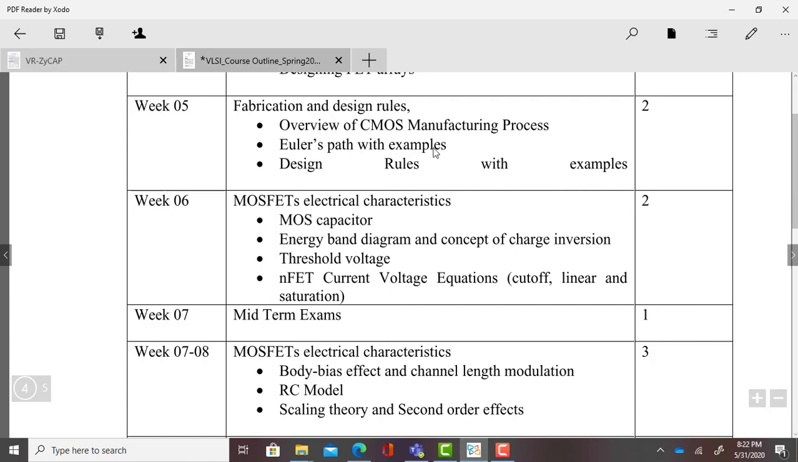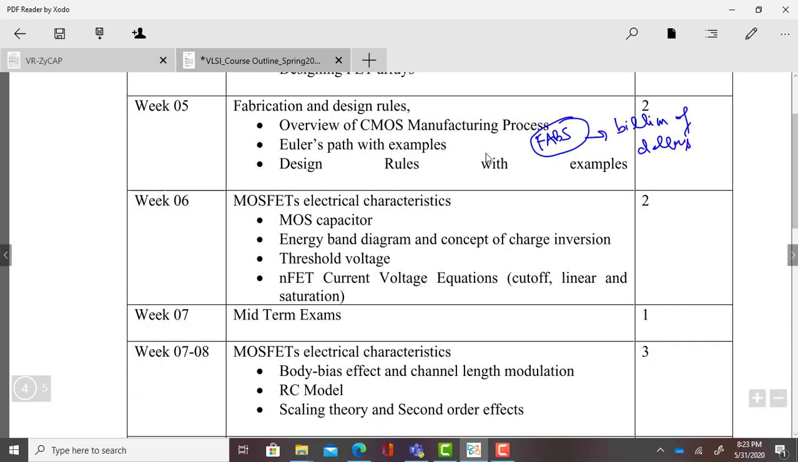We will talk about fabrication and design rules. So just to tell you, these fabrication processes are carried out in what are called fabs. Okay, and these fabs are very, very expensive. These are billions of dollars to establish a fab.